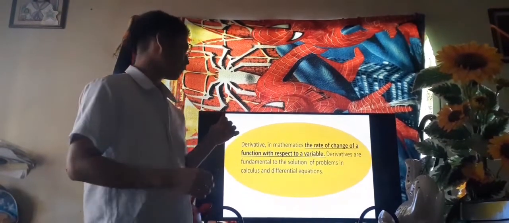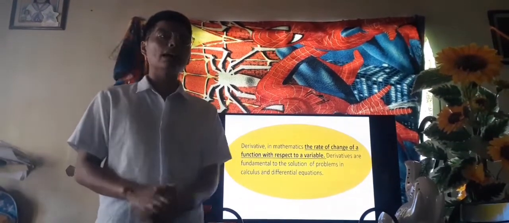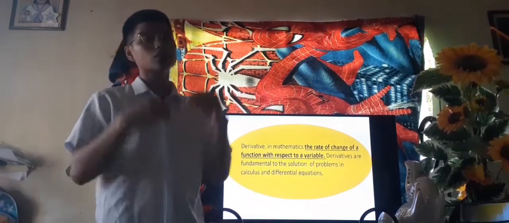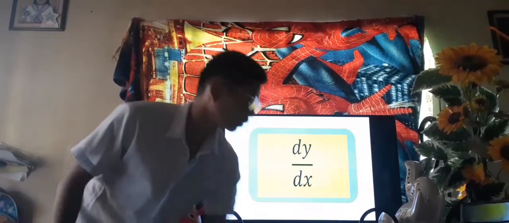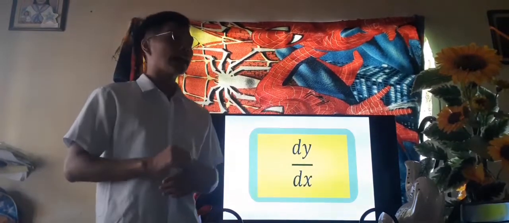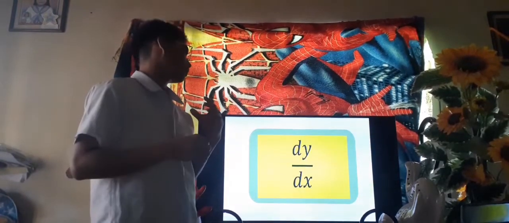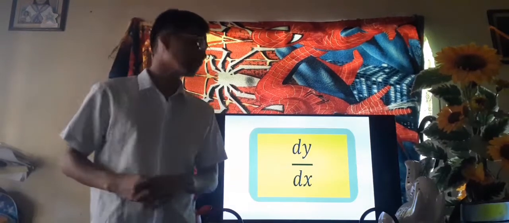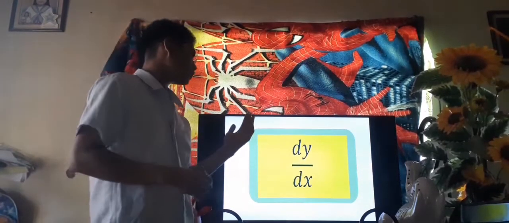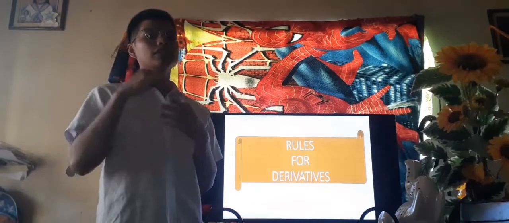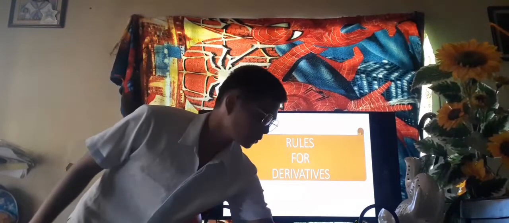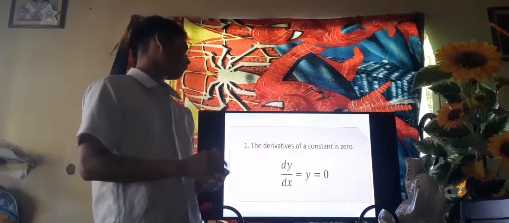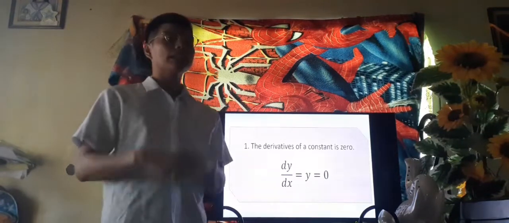So, hindi lang natin sa calculus ito makikita. So, ang pag-aaralan lang natin is yung derivative in PreCal. So, now, let's start. So, this is the term in the derivative. So, this dy over dx. So, I will discuss to you the 5 rules in derivative. So, the first rule is the derivative of a constant is 0.